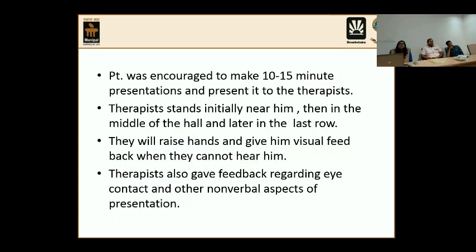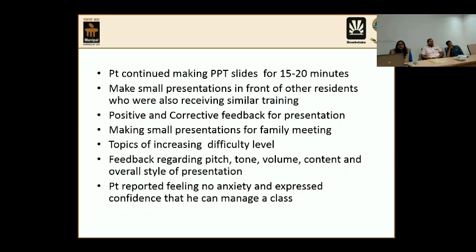He continued making similar slides, and then we again put him back into a group. We were having other clients who were receiving similar training. So we put all of them into a small group, and each of them would present for 15 to 20 minutes, and they would get positive and corrective feedback after the presentation from both their own group as well as from the therapist present there.